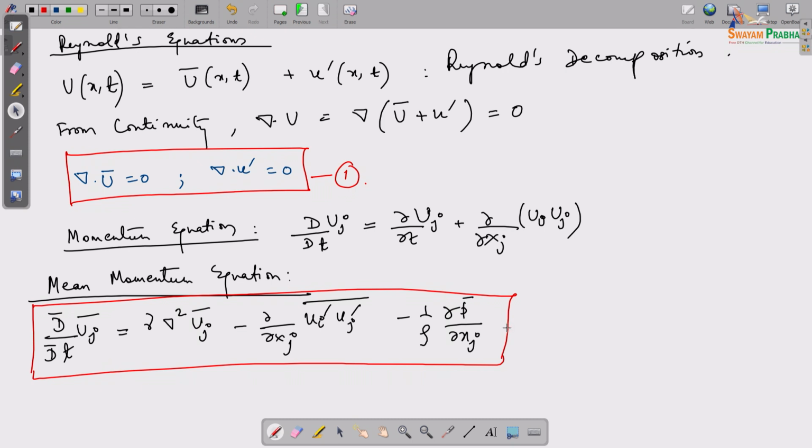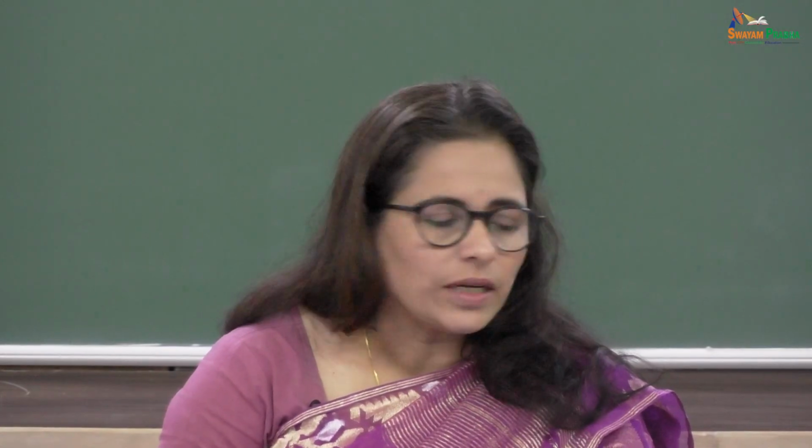So that's the mean momentum equation. So these are basically the Reynolds equations now, right? How is this different from the Navier-Stokes? If I look at the mean momentum equation, as we've said earlier, other than the mean values, the Reynolds stresses get introduced. This we found out.